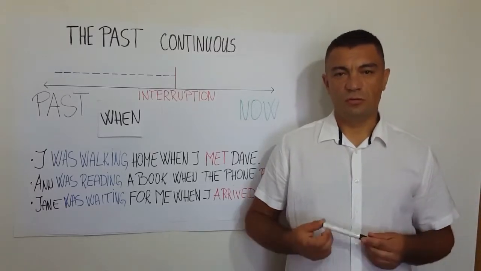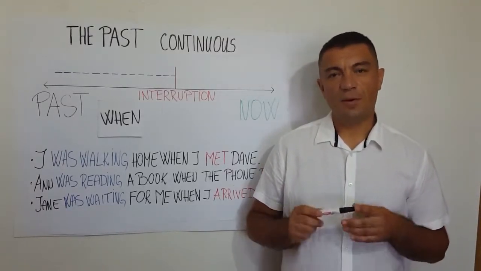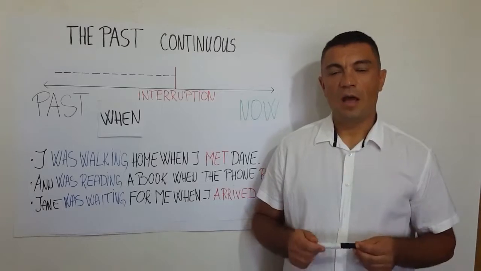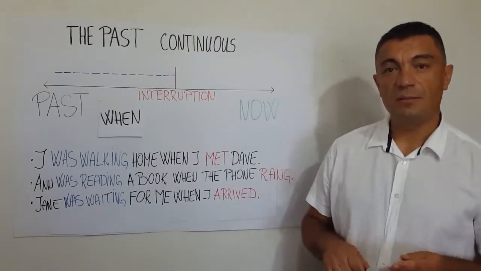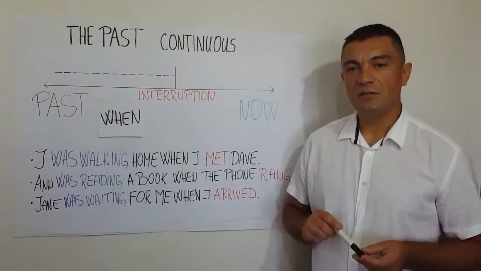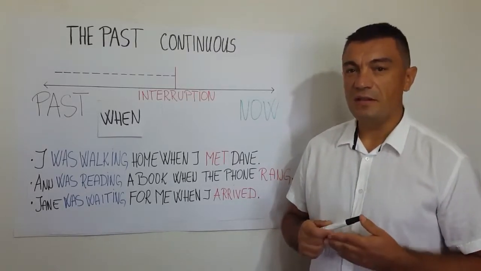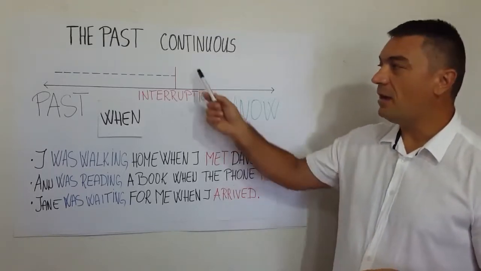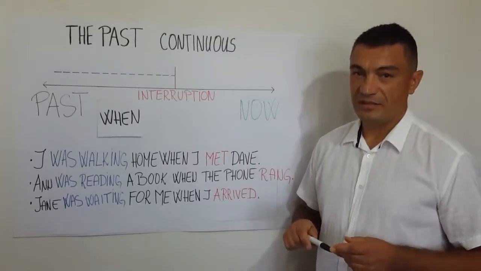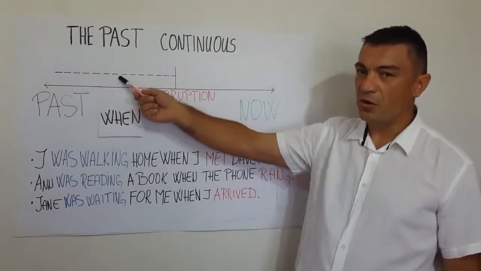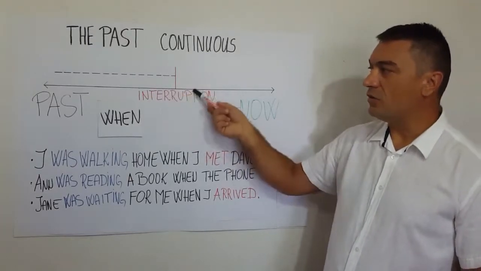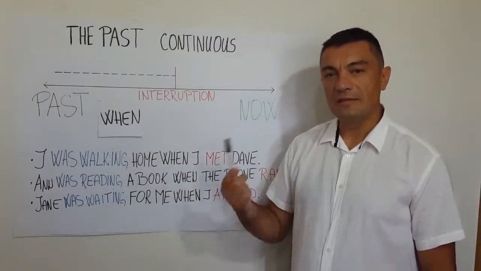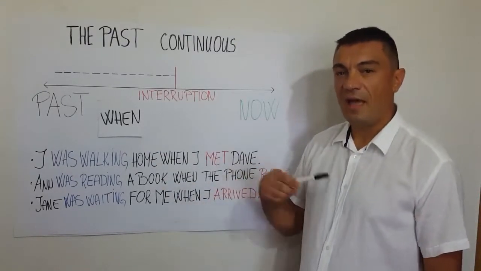English speakers usually use the past continuous and the past simple together to say that something happened in the middle of something else. Our second case of the past continuous is about it. The past continuous is used for an action that was in progress in the past when another one interrupted it. So, in this timeline, we have illustrated it. An action that was in progress in the past when interruption happened. The key word is when. I was doing something when something else happened.